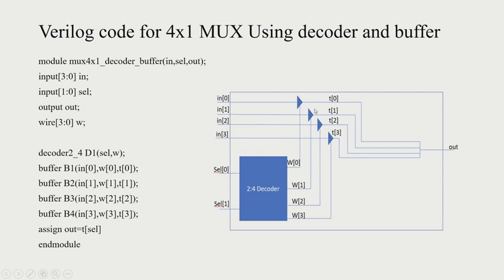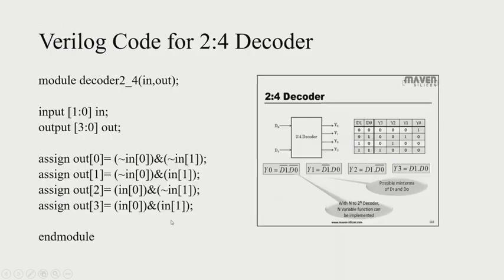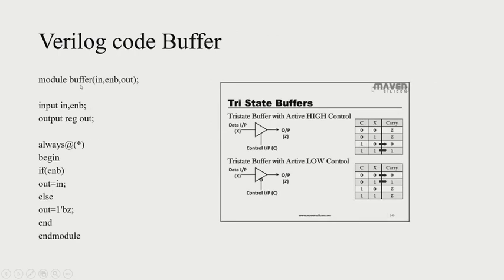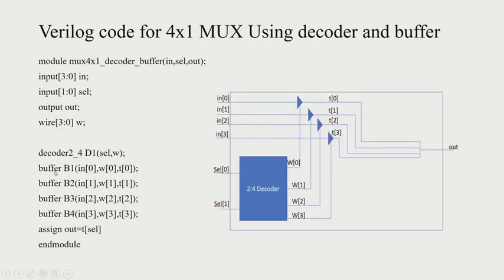So I have instantiated the buffers four times. I have written the module name of the buffer as buffer itself, so here also I have written buffer, and this is b1. So it acts like the b1 buffer.